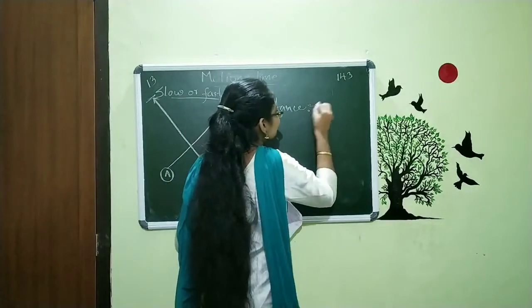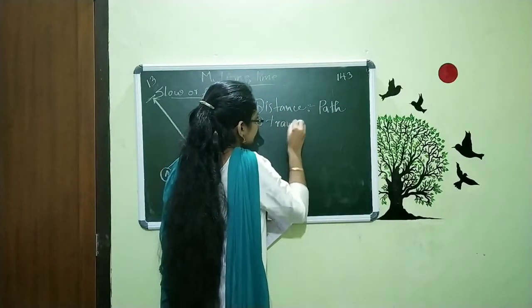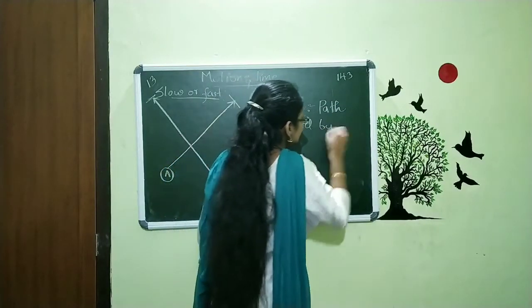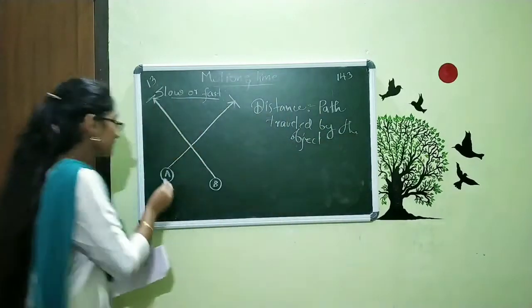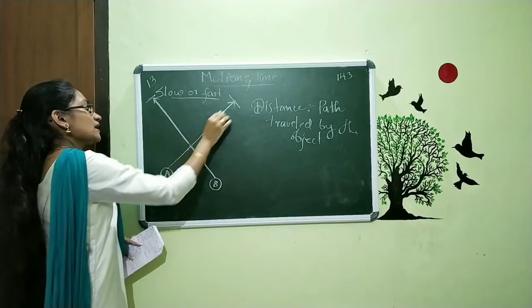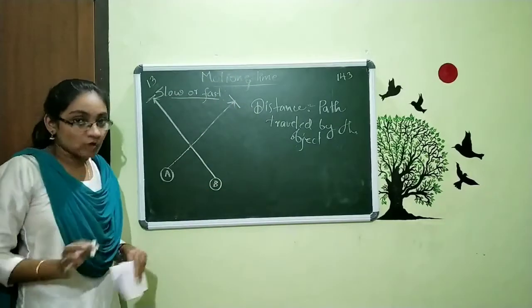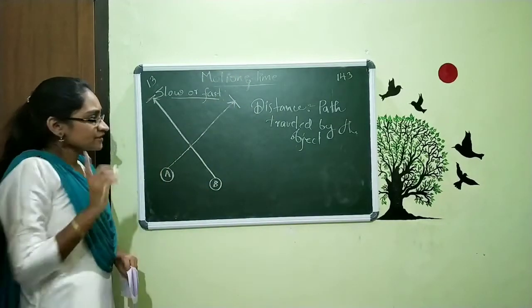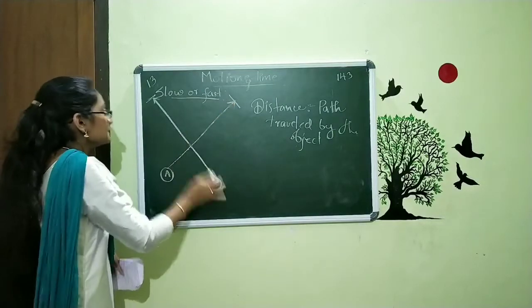Distance is the path travelled by the object. That means this object A travels. And the distance means the path travelled by the object. That is the first thing I am going to measure in both cases A and B.